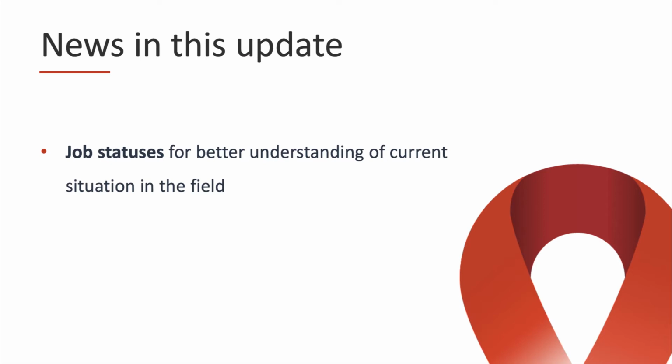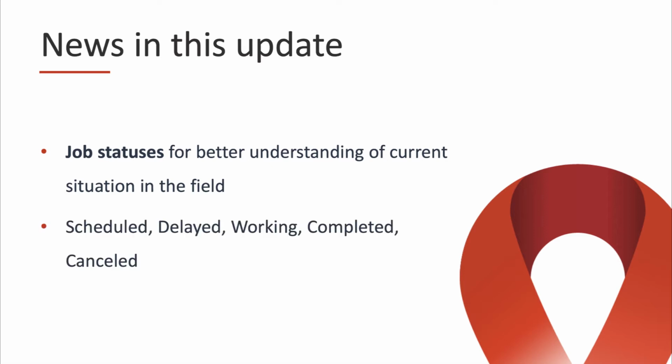Next feature, which is a useful one, is job statuses. Job statuses help you to better understand the current situation in the field. So it means that you're able to see if the next job of the mobile worker is scheduled or will be delayed, or you are able to see if the mobile worker is already doing the inspection or delivery, and when they complete the job you will see a difference in an icon. When the job is cancelled, the icon will also indicate that.